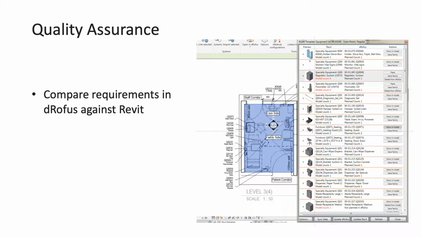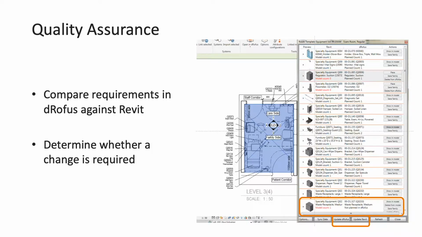From a quality assurance perspective, what we'll see here is a room that we have in Revit. What we've done is set up some requirements for the equipment for that room in dRofus, and then we can start to compare that to what's actually been placed in the room. You'll see here in red, there's something that's been put in the room and it's not in the program. So now you as a person can determine whether the program is incorrect and we need to add this, or perhaps this wasn't supposed to be in there and we need to remove it from the room.